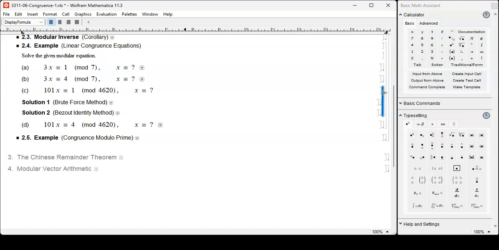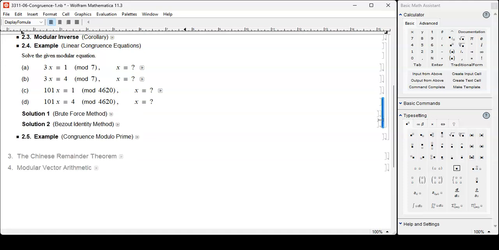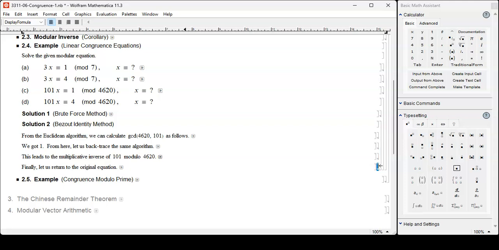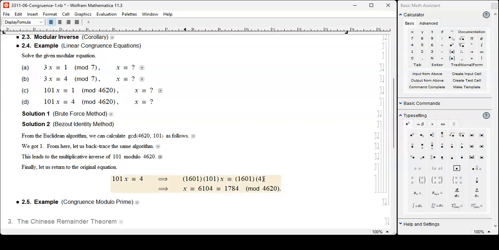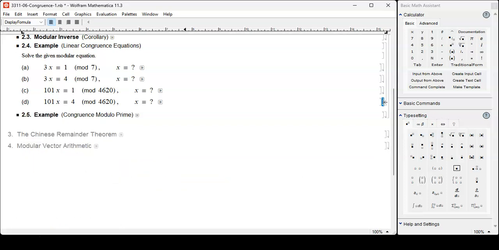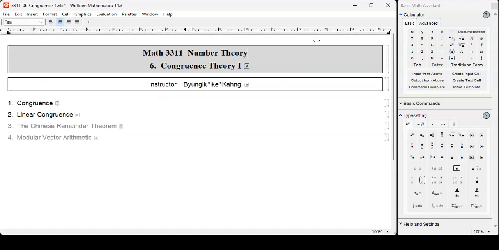Okay, all right. How about the next problem? Well, we found the multiplicative inverse in the previous problem. So we just multiply that multiplicative inverse 1601 to both left-hand side and right-hand side. And then 1601 times 101 is 1, so x, we get 1601 times 4, well, a bit of a computation yields 1784. So that's my solution. So find the inverse and then work with the inverse.